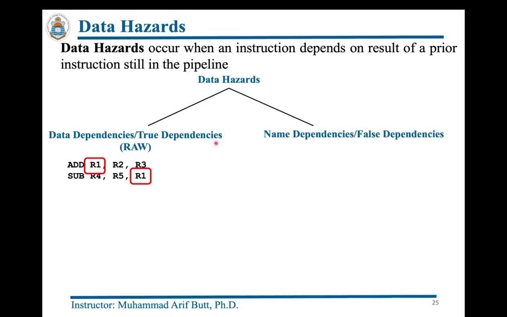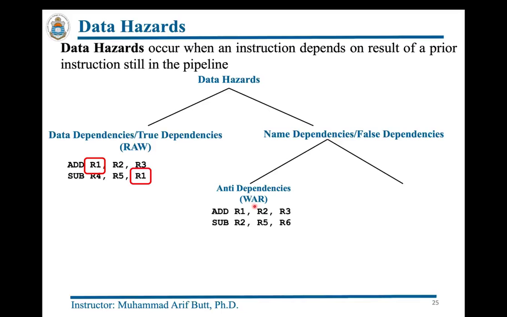The other category of data hazards are name dependencies or false dependencies, which occur when two instructions use the same register or memory location called a name, but there is no flow of data between the instructions associated with that name. The name dependencies are further categorized into two types. The first is anti-dependencies, or WAR hazard, or write after read hazard.